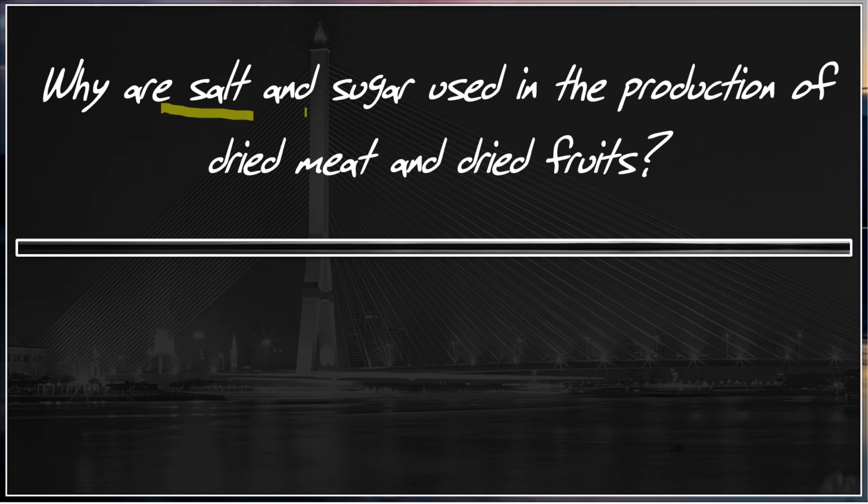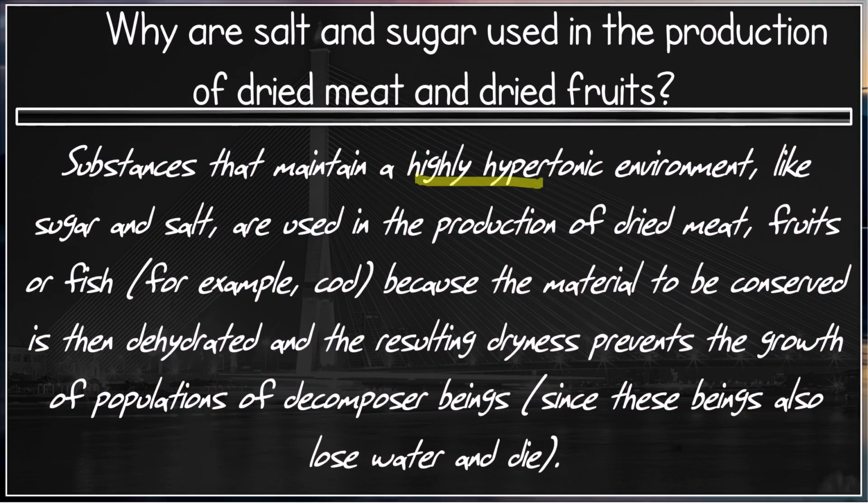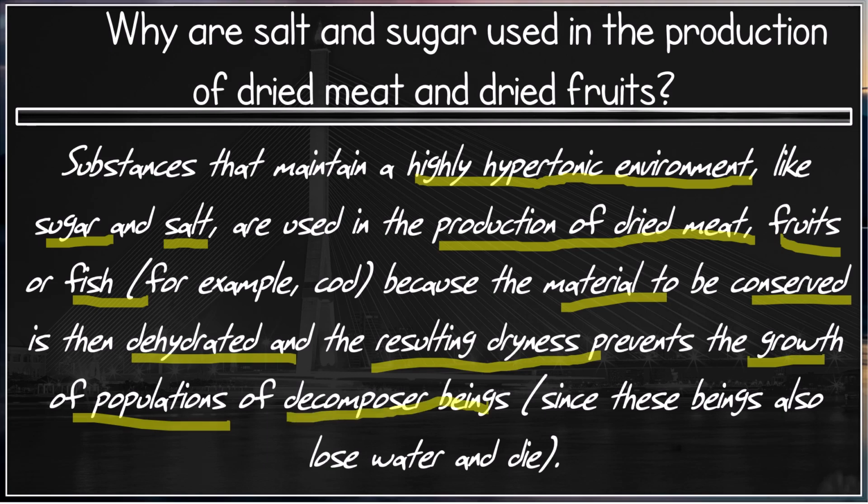Why are salt and sugar used in the production of dried meat and dried fruits? Substances that maintain high hypertonic environment, like sugar and salt, are used in the production of dried meat, fruits, or fish. Because the material to be conserved is then dehydrated, and the resulting dryness prevents the growth of the population of decomposer beings, since these beings also lose water and die.